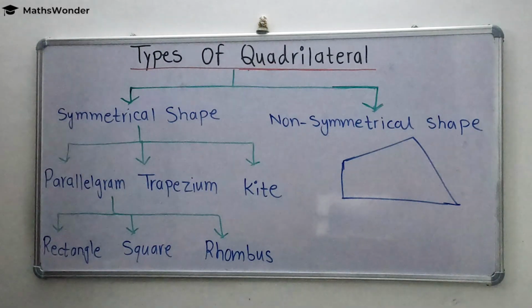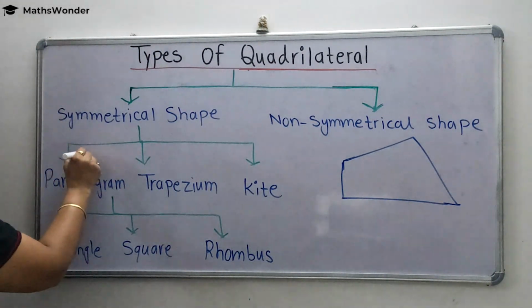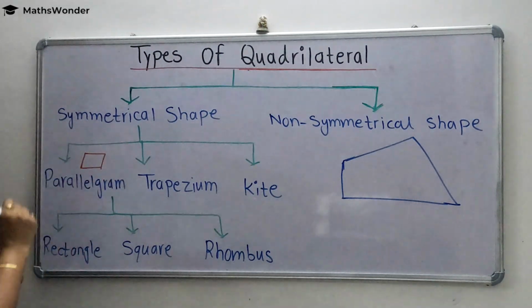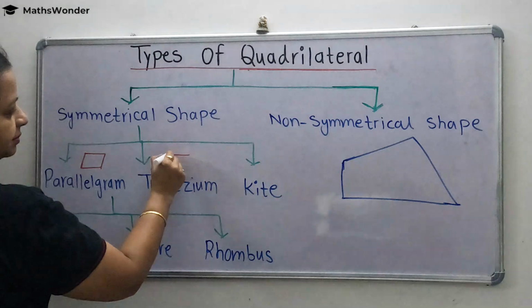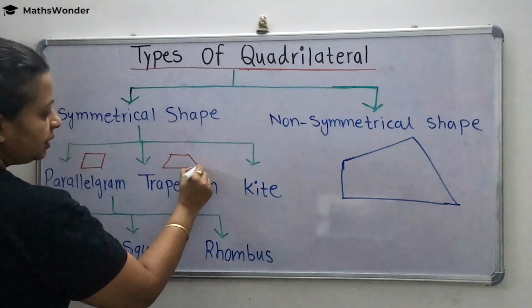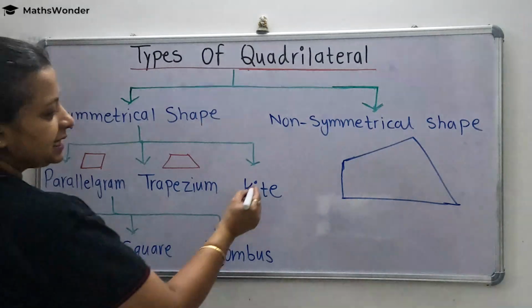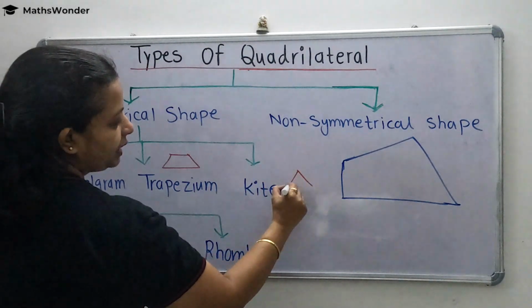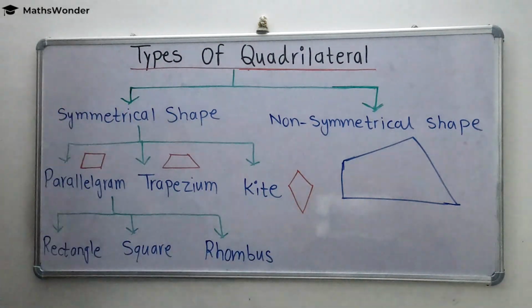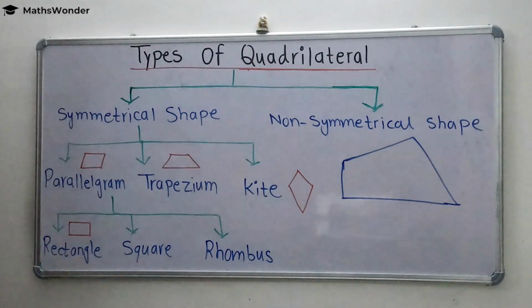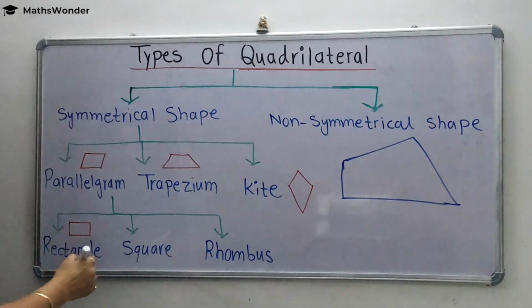But these are the proper symmetrical shapes. Which type of shape is a parallelogram? Tilted rectangle, like this. Trapezium: there are 2 types of trapezium, normal trapezium and isosceles trapezium. We'll discuss later. Kite, as you know, is like this. What is a trapezium? We'll discuss in detail.